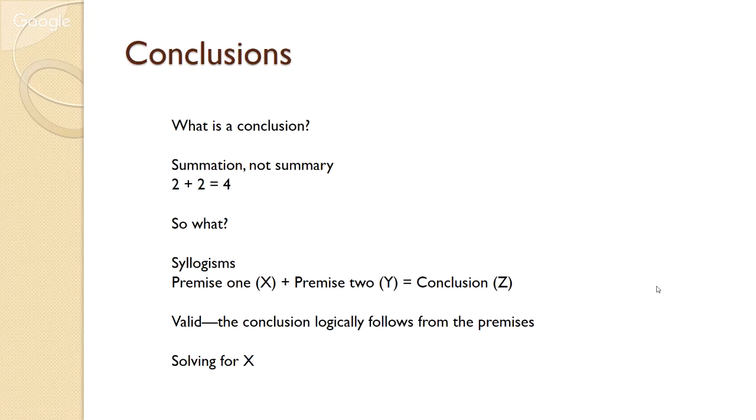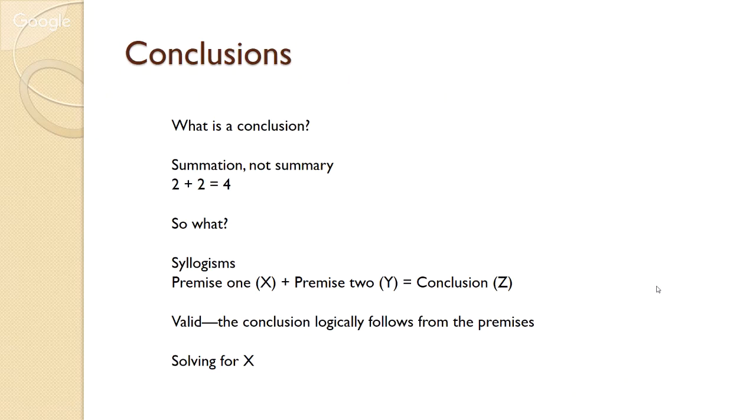So the classic example that I've talked about before of a syllogism is all humans are mortal. That's the first premise. The second premise is Socrates was human. Therefore, Socrates must have been mortal. So that conclusion logically follows from those premises. So we can see how it adds up. So that would be a valid argument or a valid conclusion.